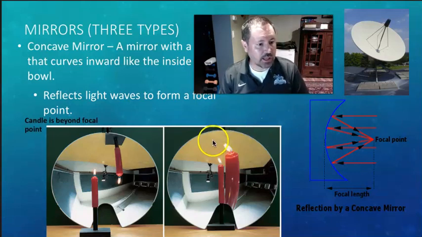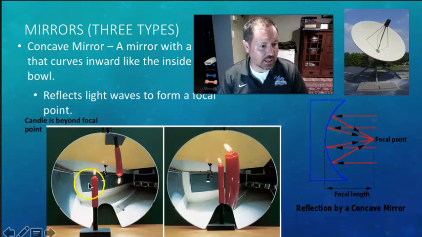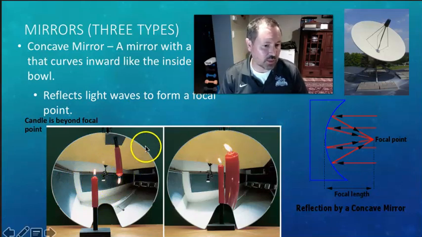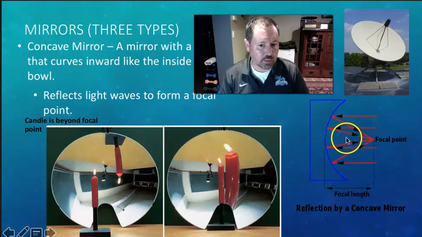Take a look. On the left-hand side right here, the candle is beyond the focal point. That's why it's upside down. Here, it's inside the focal point. When it's beyond the focal point, it's upside down.